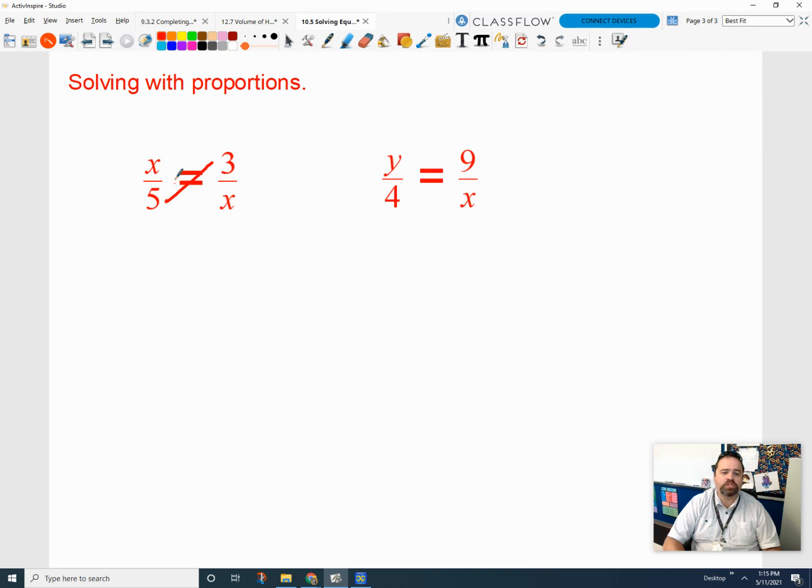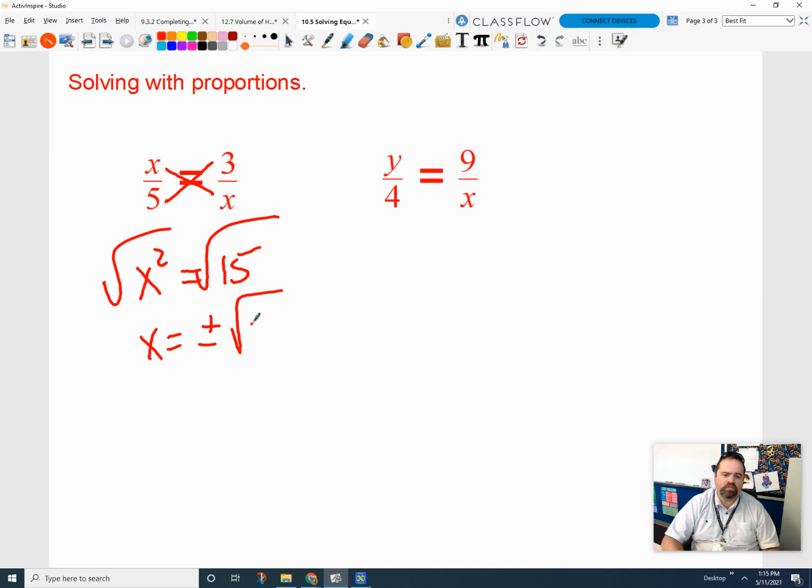All right, this is a proportion, but similarly, I'm going to take x times x, that's x squared. 5 times 3, that's 15. So when I square root both sides, I get x to be positive and negative square root 15. What we'll get into within the next day or so is how to go further with that. Some of these square roots will simplify, which was what we did yesterday.